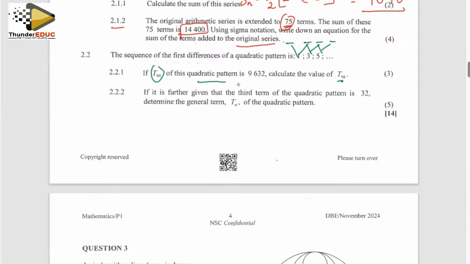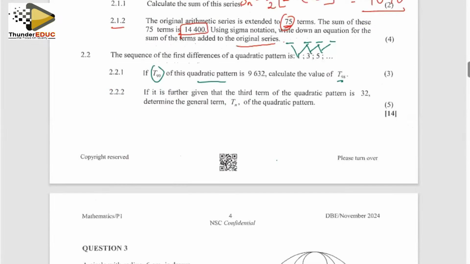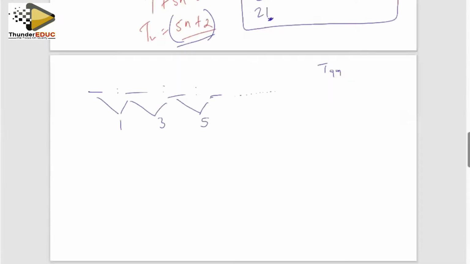Okay, let me put it aside also. I say T1, T2, T3, and so on: 1, 3, 5. Now we continue, telling us T99. What's the value? It is 9632. They want us to find T98.